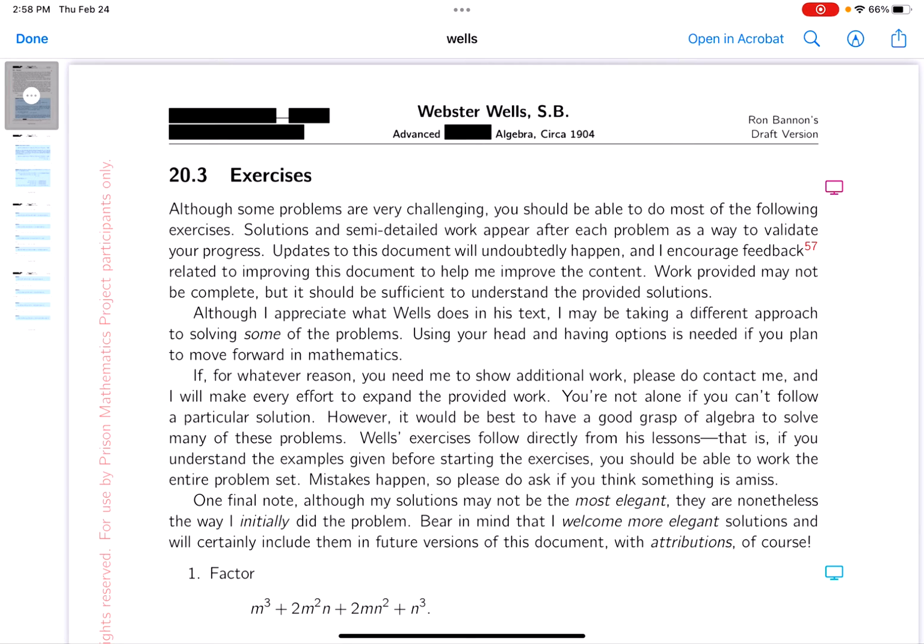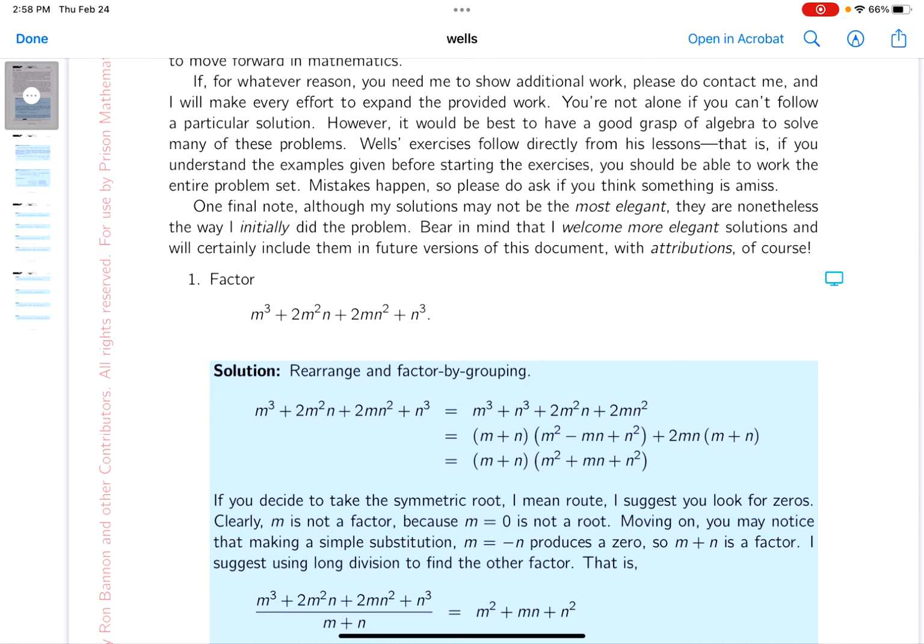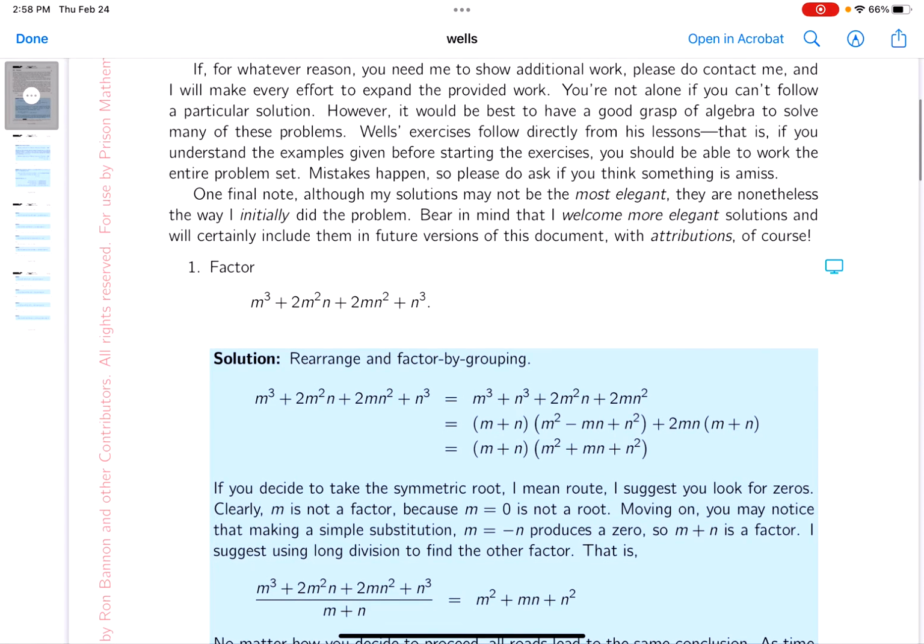Okay, exercise set 20.3. Looking at number one, it says factor it. And certainly it's not one way to do something. There's many ways to do something. Kind of looking at it, I'd rearrange it. I see it right now. What do I mean by that?